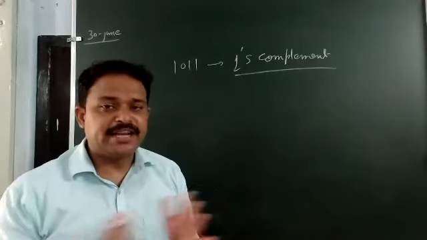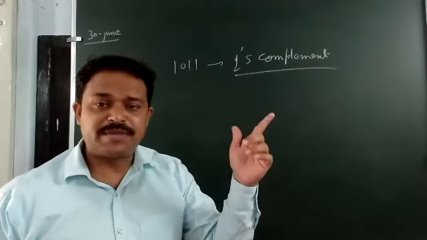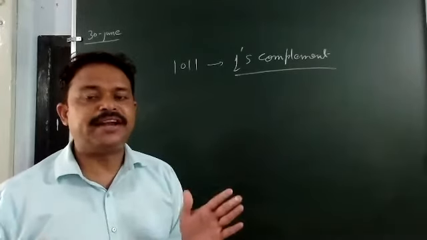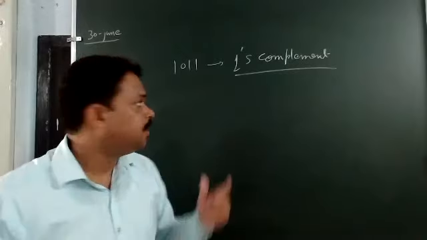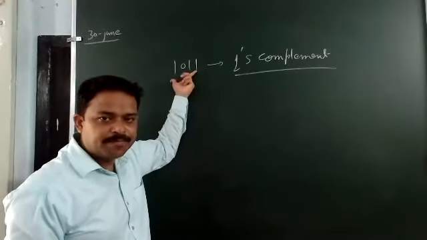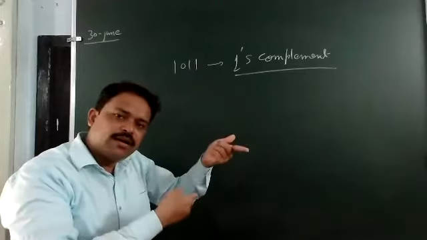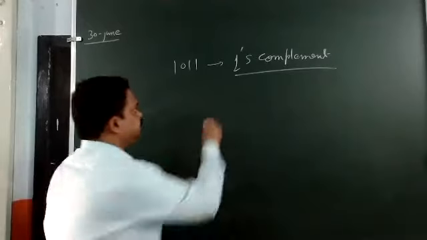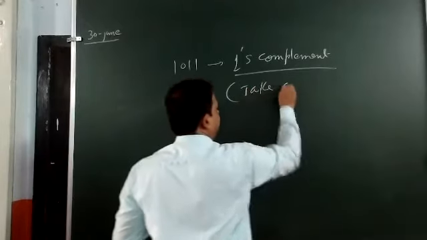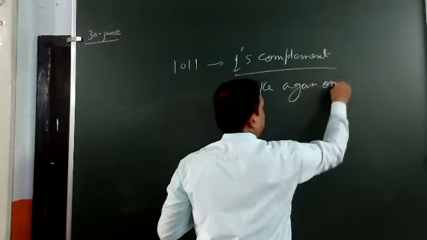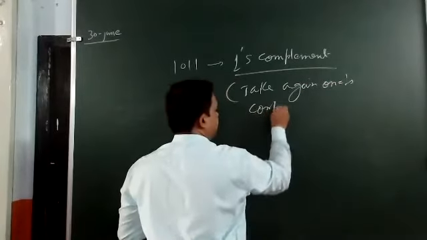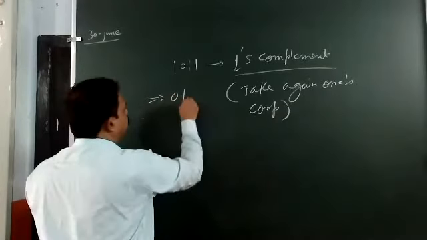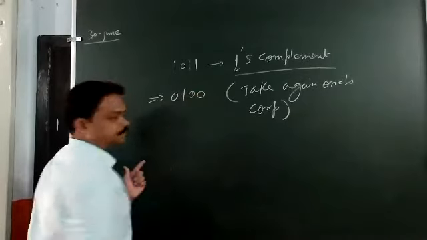Directly we cannot read it. Whereas in sign magnitude representation, we can easily read. But in one's complement, you cannot read directly. So what I am going to do: it is already in one's complement, so take once again the one's complement. So what will you get? 0, 1, 0, 0.